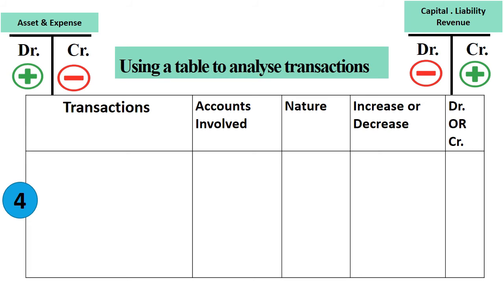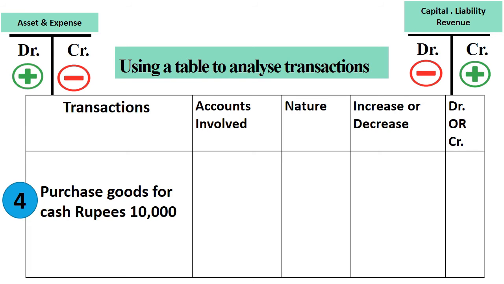Let us see transaction number 4. Purchase goods for cash rupees 10,000. So let us find out what are the two accounts involved. So here we don't write goods account since we are purchasing goods. The account involved is purchases, and the second account involved is cash because we are purchasing goods for cash.